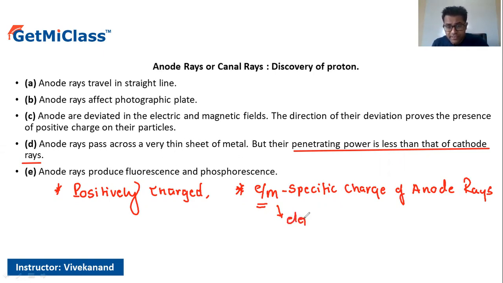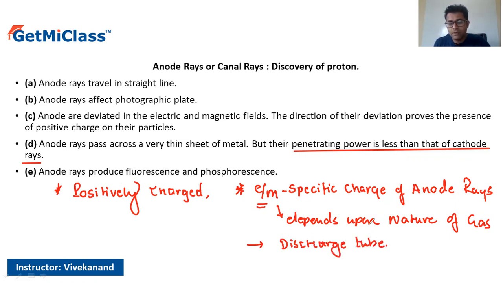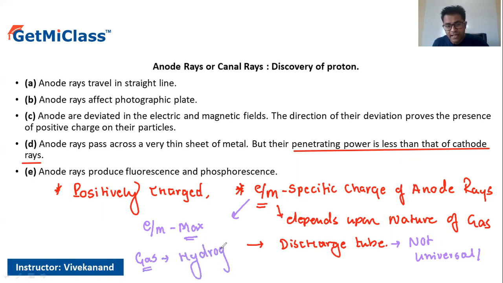Therefore, it depends upon the nature of the gas that has been taken into the discharge tube. As a result, we can say that these e/m values are not universal. Now, the maximum e/m value is obtained when the gas taken into the discharge tube is hydrogen. So let's observe all these points again.